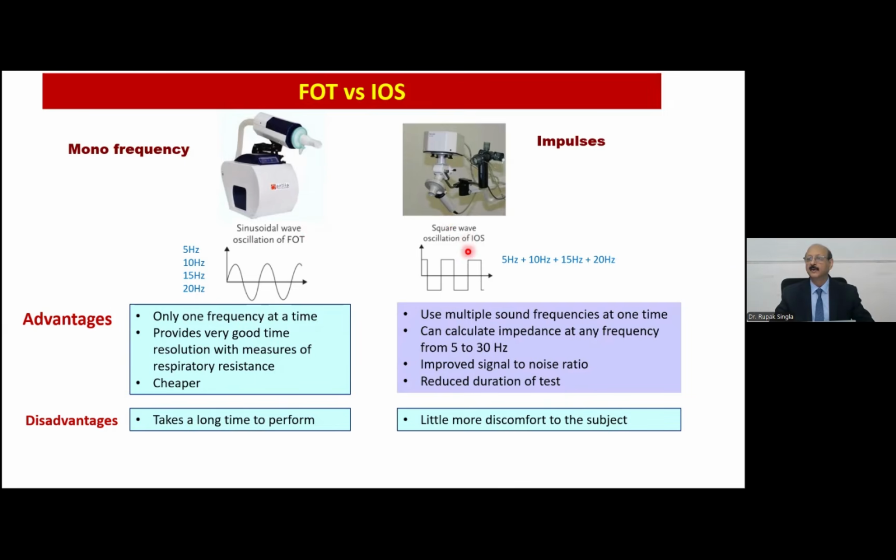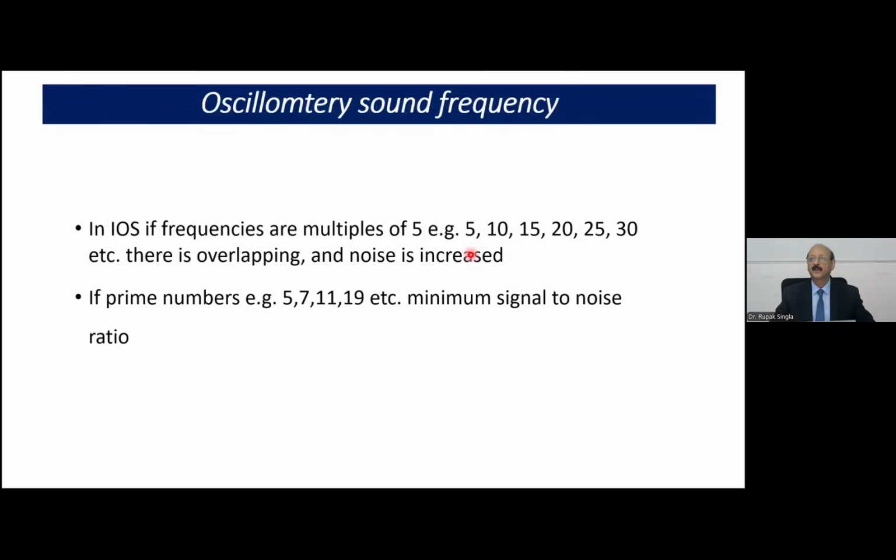While in impulse oscillometry, multiple sound frequencies are sent at one time, and they are square waves. It can calculate the impedance at any frequency between 5 and 30 hertz. It has an improved signal to noise ratio, and it takes slightly less time than FOT, but it is slightly more uncomfortable for the patient. Also, in IOS, if the frequencies are multiples of 5, that is 5, 10, 15, 20 and so on, there is overlapping, so the noise is increased. However, if you use prime numbers like 5, 7, 11, 19, then there is a minimum signal to noise ratio.